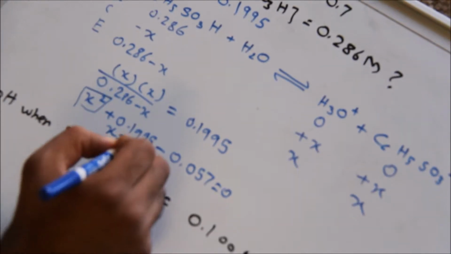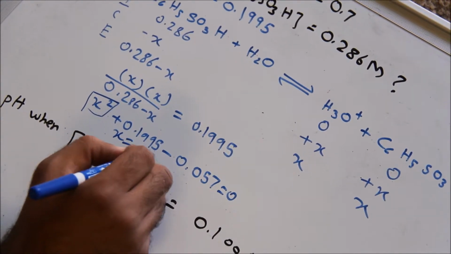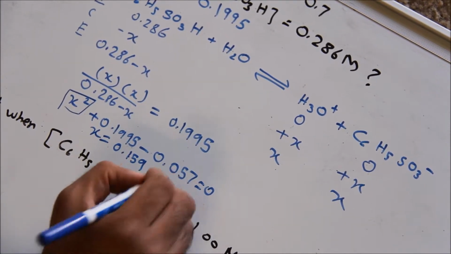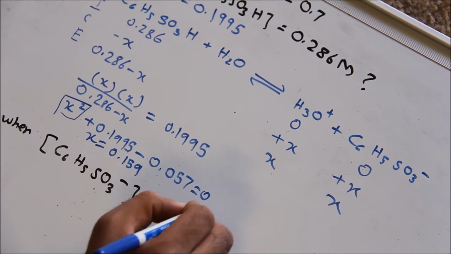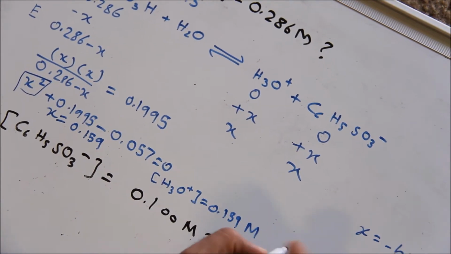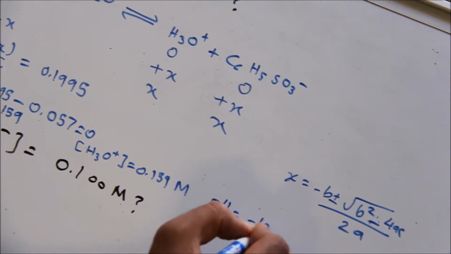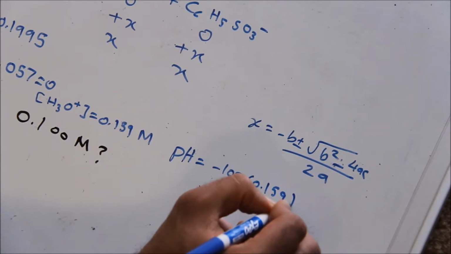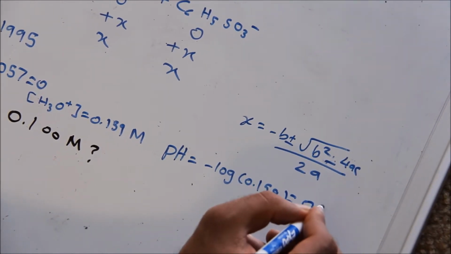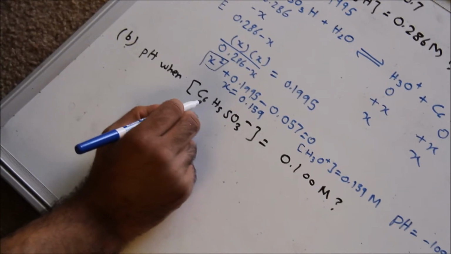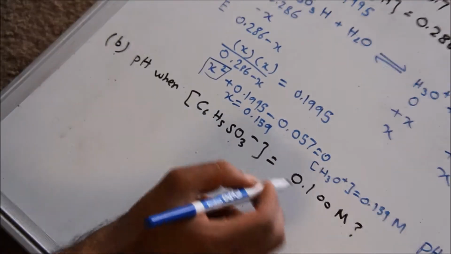There were two answers. The positive one was x equals 0.159, and the negative one doesn't make sense because a negative concentration doesn't make sense. So now we know that H3O plus is equal to 0.159 molar, and now to find the pH, all we need to do is take the negative log of that concentration of H3O plus, which is 0.159, and that is 0.799.